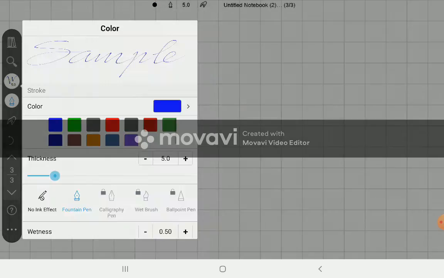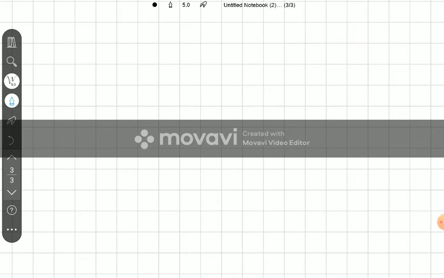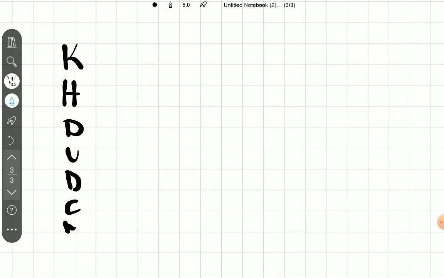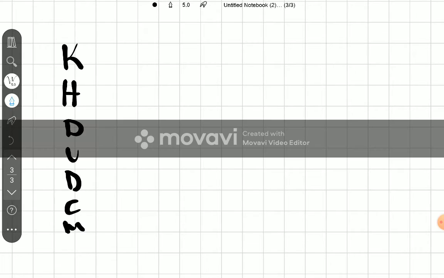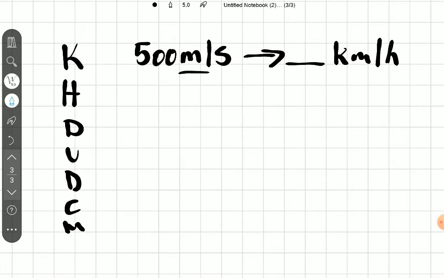And so this is actually where the unit cancellations come in very handy. So we're gonna do an example. Also important to have or memorize or know the mini conversion thing. King Henry died unusually drinking chocolate milk. Okay, so let's do an example where we have 500 meters per second and we want to convert that to kilometers per hour. These are the 2 most common conversions.